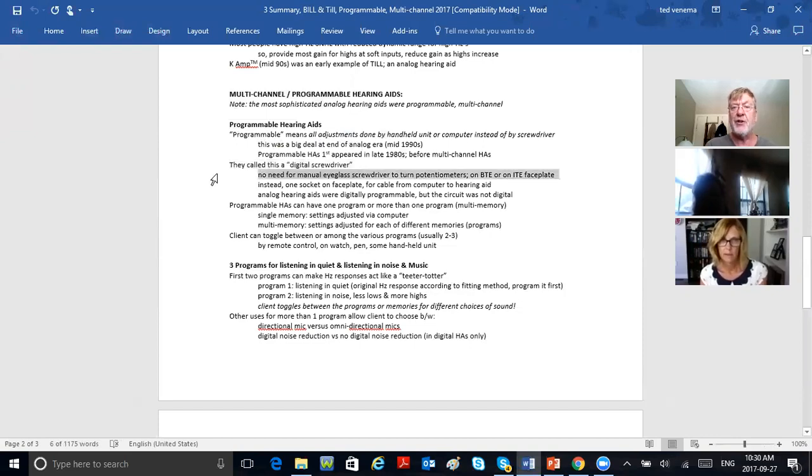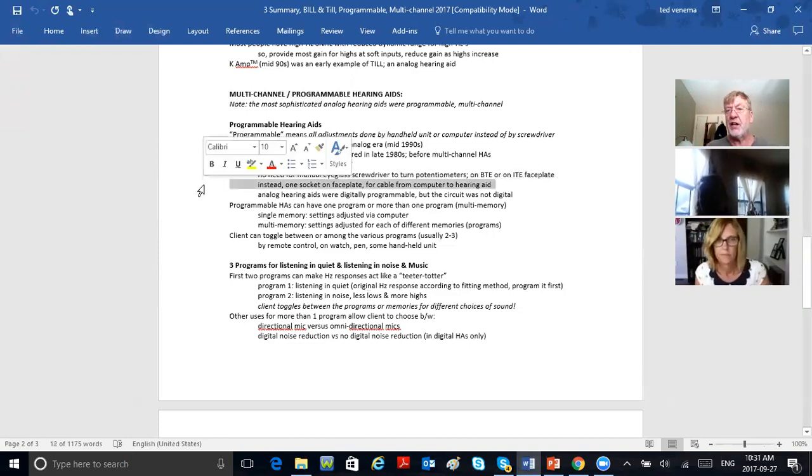No need for manual eyeglass screwdrivers to turn potentiometers. Circle the word potentiometer. A potentiometer is just like a light dimmer in your living room. You can adjust the light. You could adjust the bass by turning it up or turning it down. Not a light switch going off or on. It's gradually more or gradually less. That's a potentiometer. That's what was adjusted by the tiny screwdrivers.